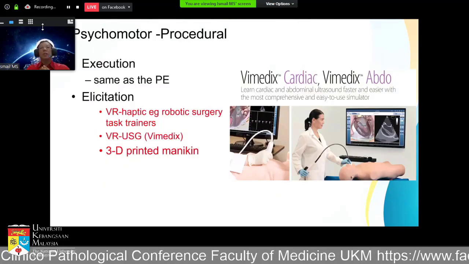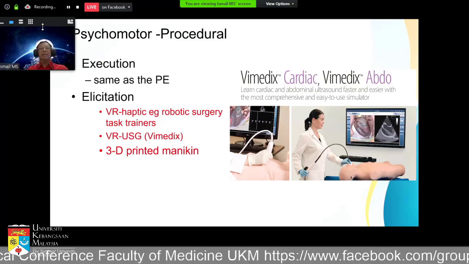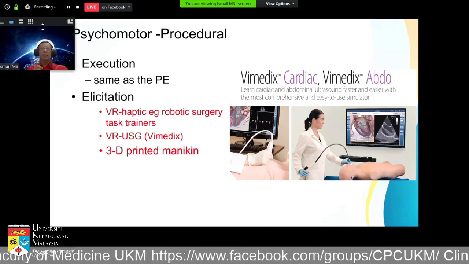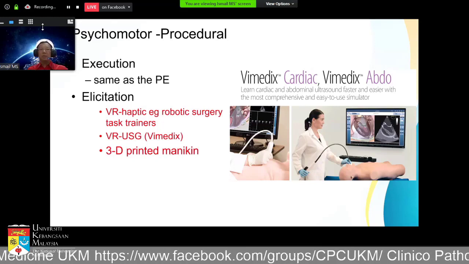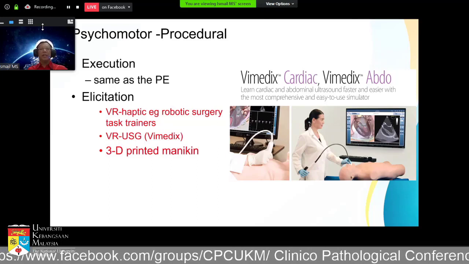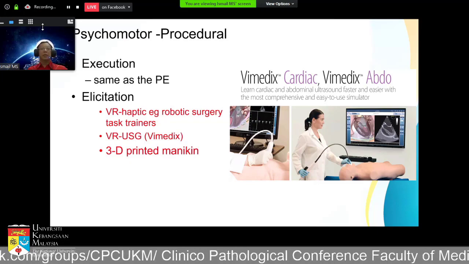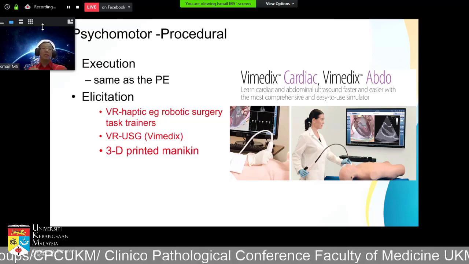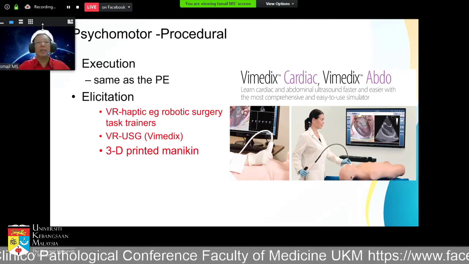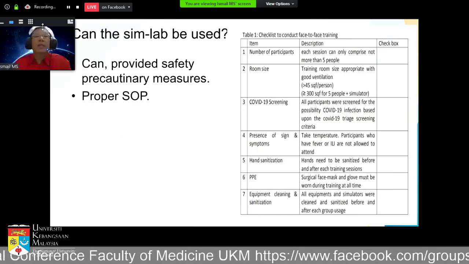For psychomotor, in terms of procedural, I think the execution is the same as the physical examination. It can be done, you follow the steps. But for the elicitation, again, this is something of how they perform, and you can elicit whether they do the procedures correctly. Again, you need maybe a lot of 3D printed mannequins. You can use VR, haptic, for example some robotic surgery, which I know medical students don't do, or some VR ultrasound. And maybe ultrasound is one of the ways of the future that can help us in terms of clinical teaching. So the last part of my talk is, can the SIMLab be used?